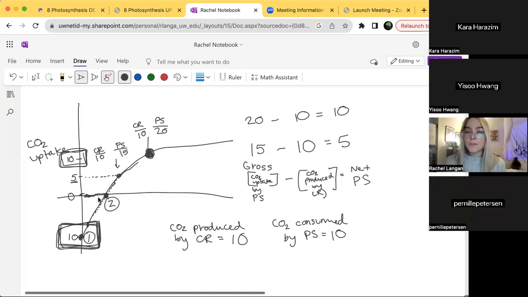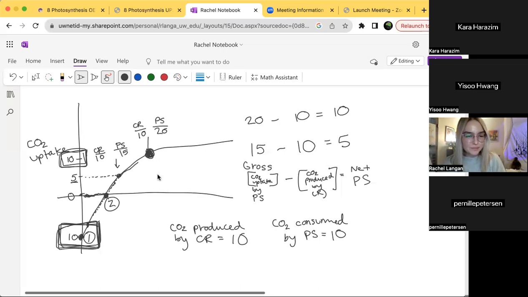Would the net photosynthesis be negative in between 1 and 2 because the plant is producing CO2? Can you say that again? Would the net photosynthesis be negative in between 1 and 2? Yes, it would be negative.